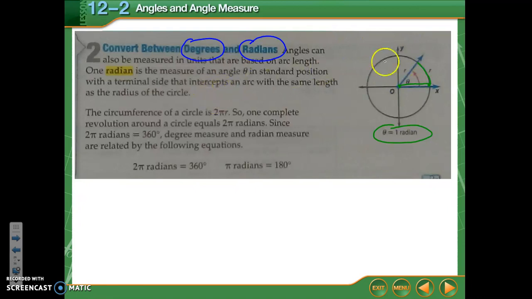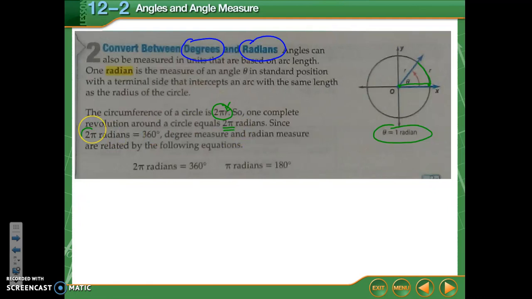So how do these work together? 1 radian, again, cuts off an arc of 1 radius in length. We know that the circumference of a circle is 2 pi times the radius, right? So if I go all the way around my circle, 360 degrees, I have 2 pi radiuses or radii, right? I have 2 pi radii all the way around my circle.